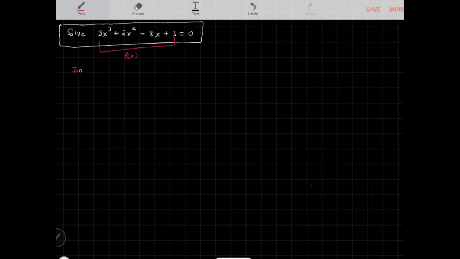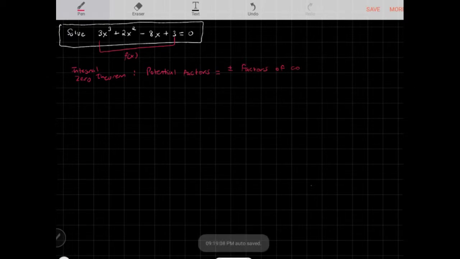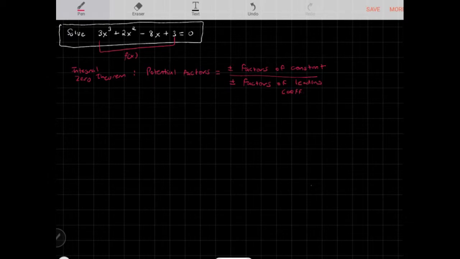Let's use the integral zero theorem. Using the integral zero theorem, we want to postulate potential factors. The potential factors that we need to test out using the remainder theorem and thereby the factor theorem are going to be the factors plus minus of the constant divided by plus minus the factors of the leading coefficient. So, factors of the constant over factors of the leading coefficient.